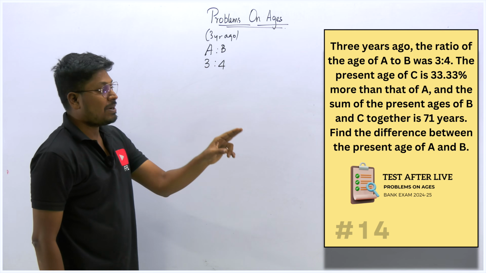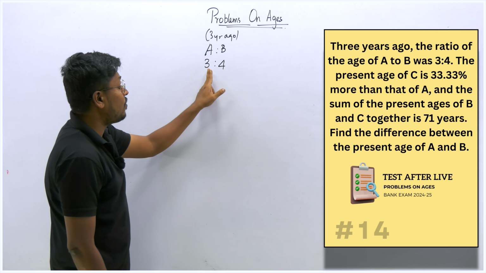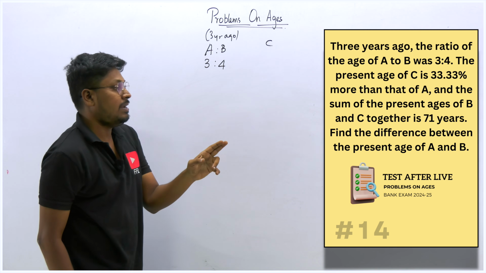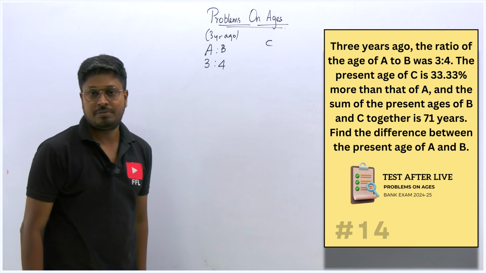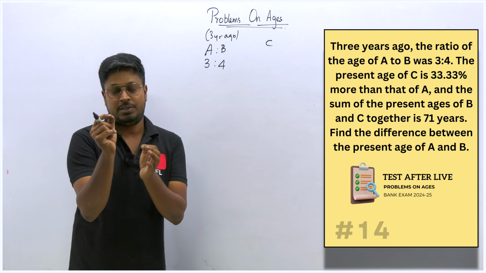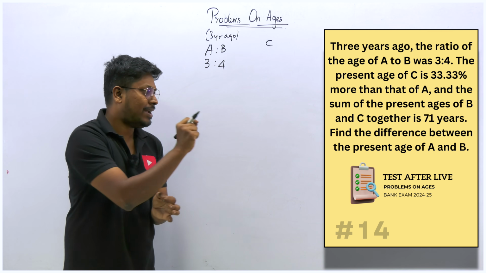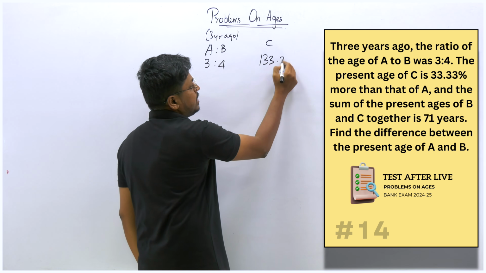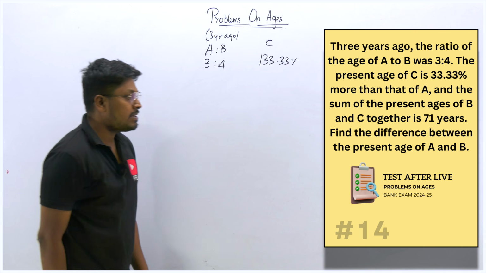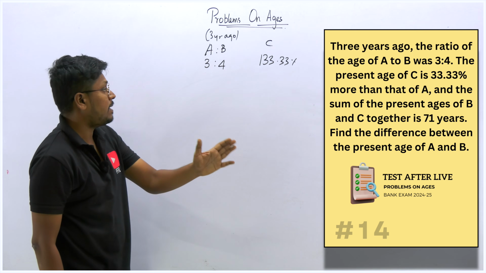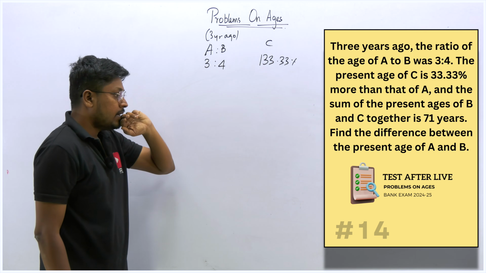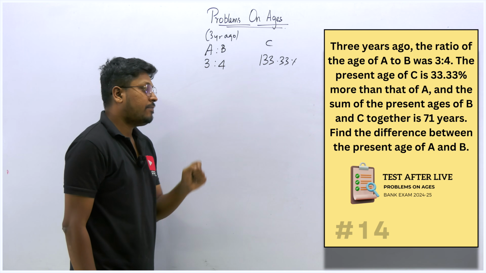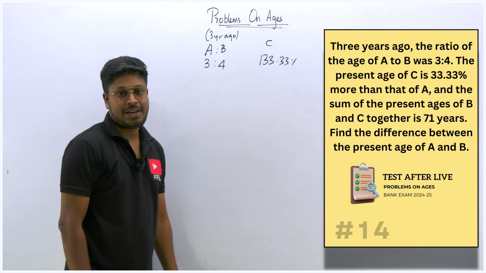So now the present age of C. They have given A and B in the past, so now they are talking about C. C's present age is 33.33% more, again the word more than. So if you find more than 33.33%, then you have to consider it as 133.33%. So 133% of A, comparing with A. The sum of the present ages of B and C is 71 years. Find the difference between the present age of A and B.